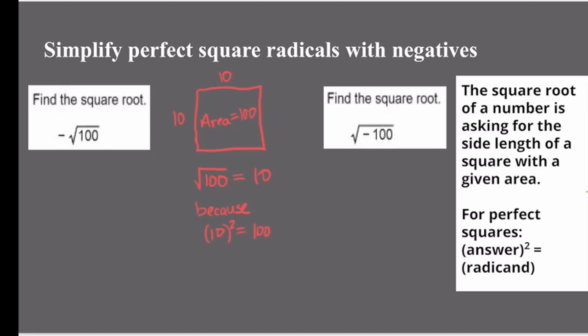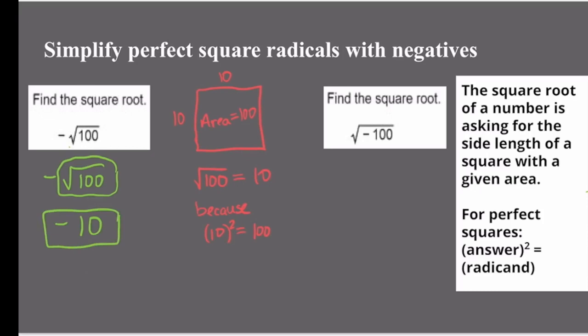So when we have negatives, we just have to figure out how that affects this. So we have a negative, and then we have the square root of 100. The square root of 100, we just went over, that's 10. There's a negative outside this radical, so we just bring down that negative, which has nothing to do with your square and your area, so the answer is negative 10.